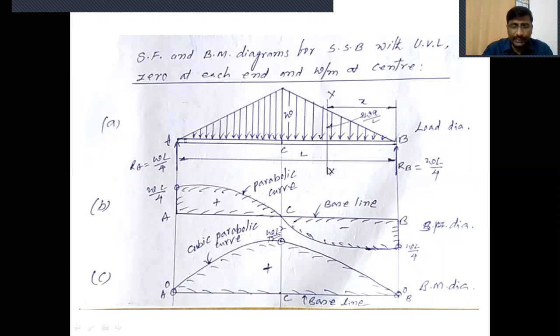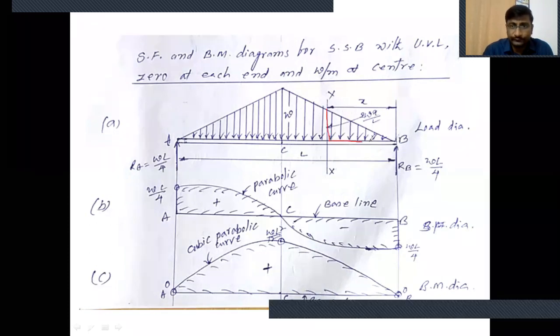Shear force equation means the algebraic summation of all the forces on the right side of the considered XX section. What are the different forces on the right hand side of the considered section? Here RB is there in the upward direction, and the small triangular load is also there, which is acting in the downward direction.